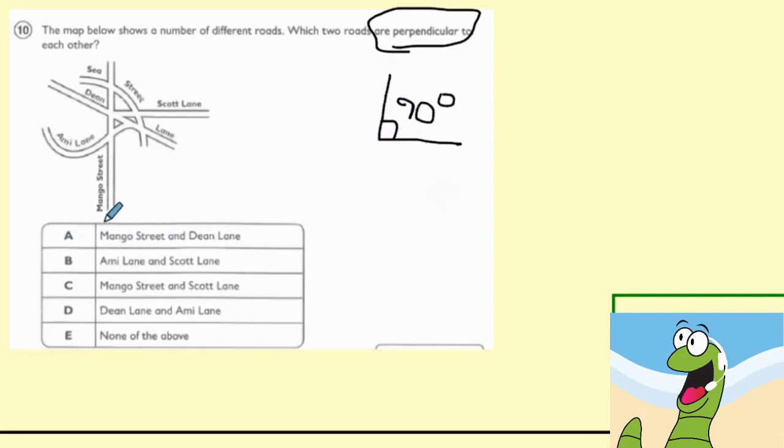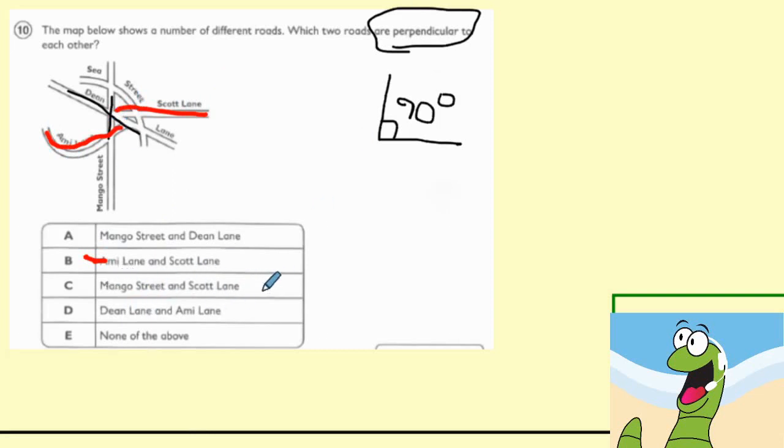A, Mango Street, so this is Mango Street there, and Dean Lane. Where's Dean Lane? There's Dean Lane, and that's Mango Street. Are they right angles? No, they are not. Let's have a look at red. I'm going to do red here, Arms Lane and Scott Lane. Scott Lane is here, and Amy Lane is there. Nope, not at all.